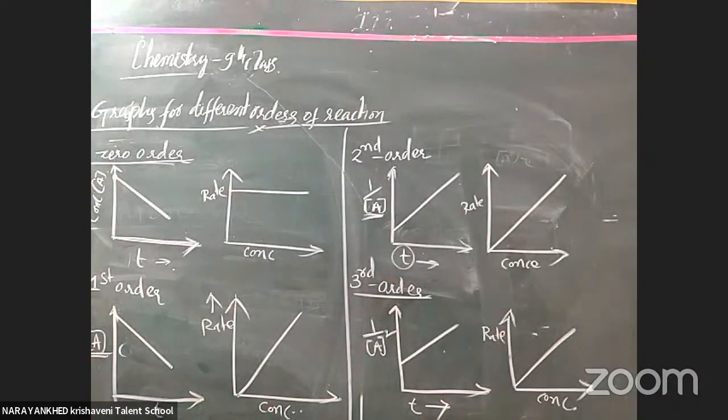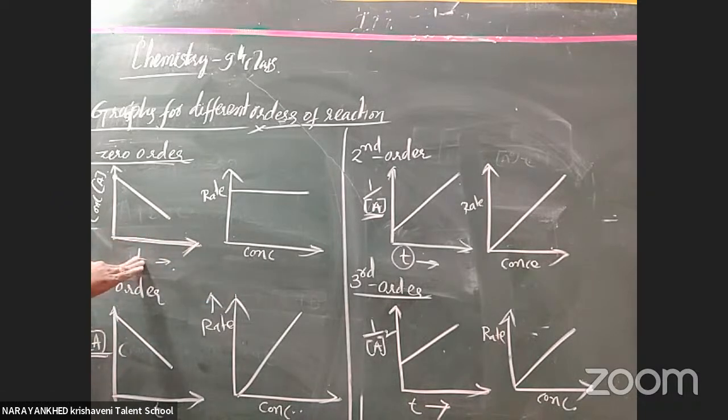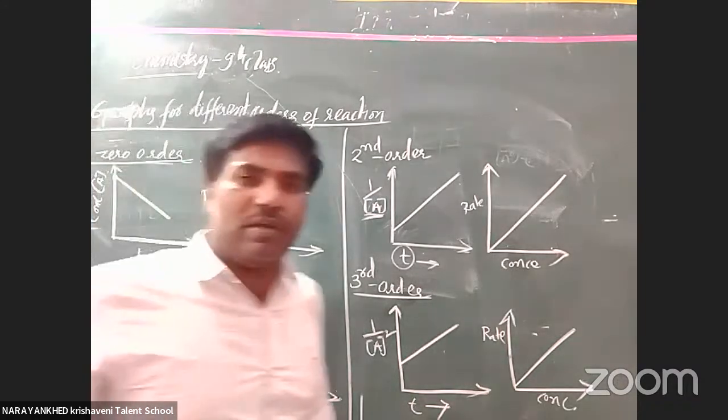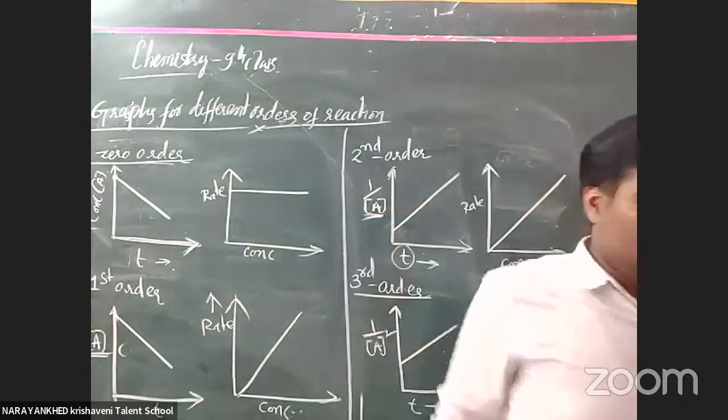These graphs are important for us for recognizing the various orders, how the rate varies with concentration and how time varies with concentration. Clear or not? Rate versus concentration and time versus concentration. These graphs are important. There are so many questions they may ask depending on this. Yes, please note down.